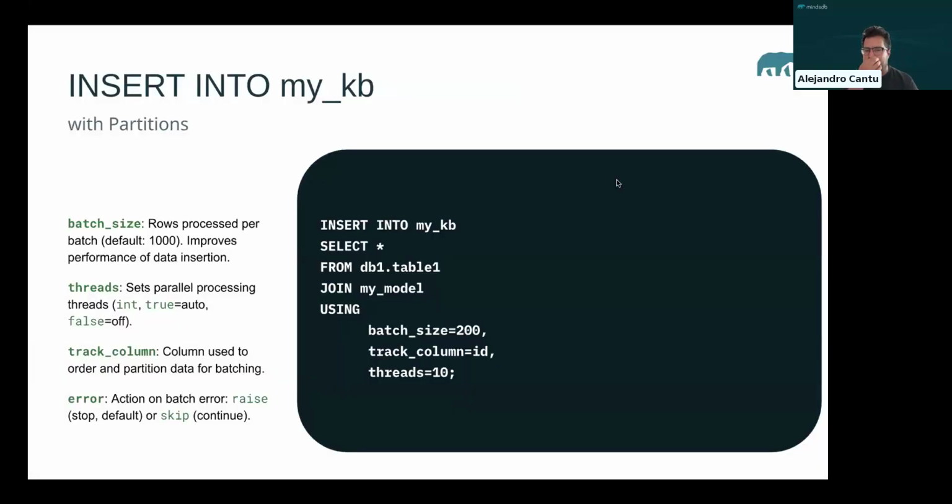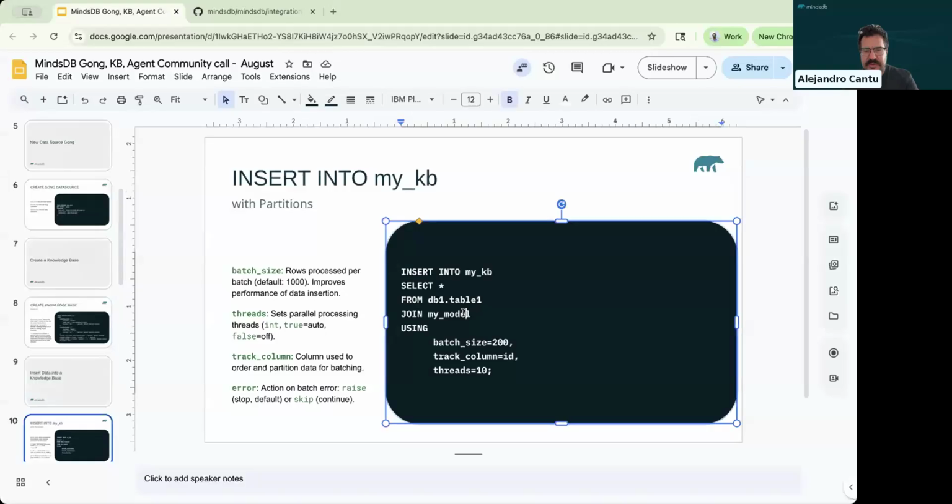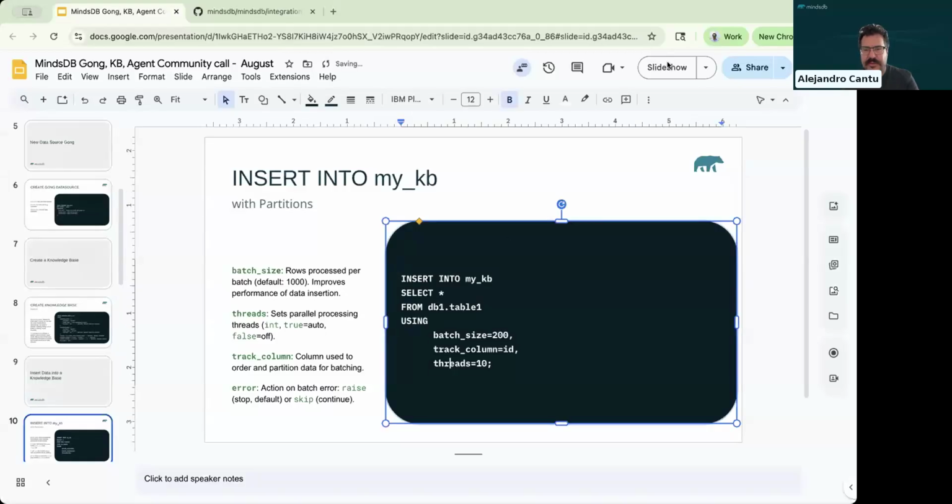So, quick reminder on how to insert data. Also a very simple, easy command: insert into my knowledge base. You select star in this case, but you can have metadata columns, ID columns, or content columns. Select those from your original data source, and you can use options like batch size 200 and track column ID, and then join my model. There is an error, so don't mind this. I'm going to do a quick fix. There we go.